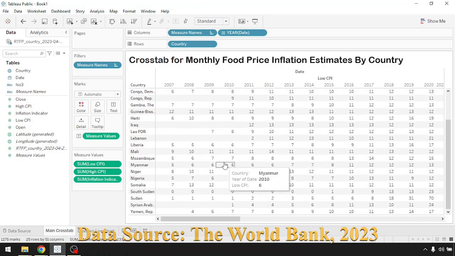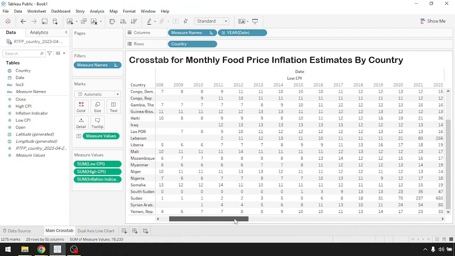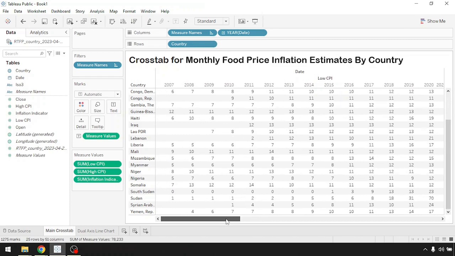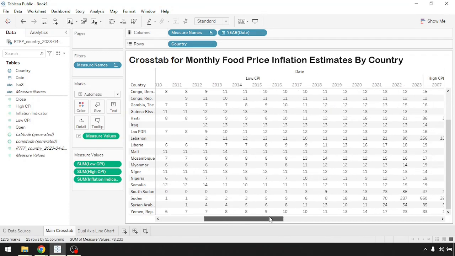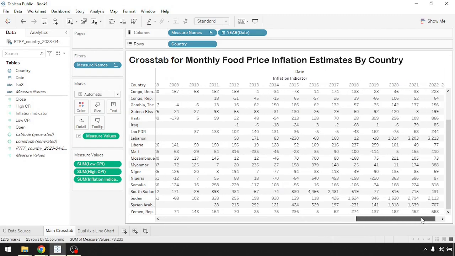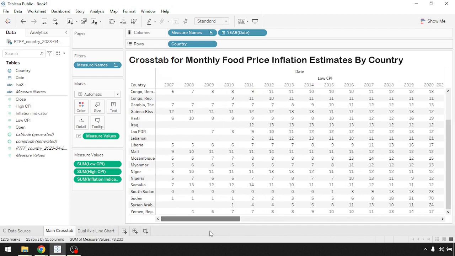I have a list of 26 countries here where I have data starting from 2007 all the way to 2023. And the economic indicators of low CPI, high CPI, and inflation indicator are the three measure variables that I'm looking at on this crosstab.